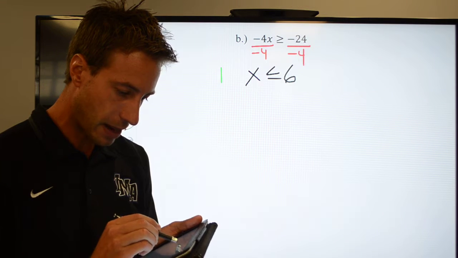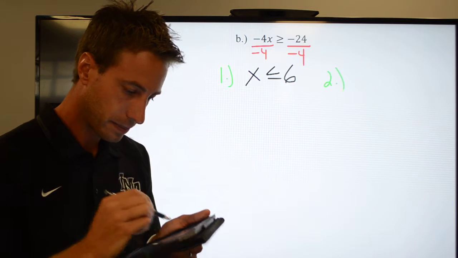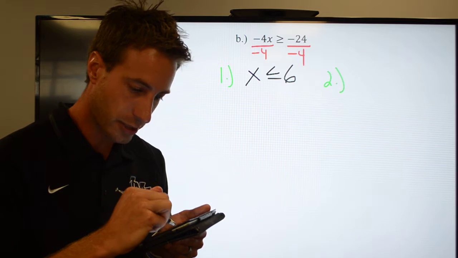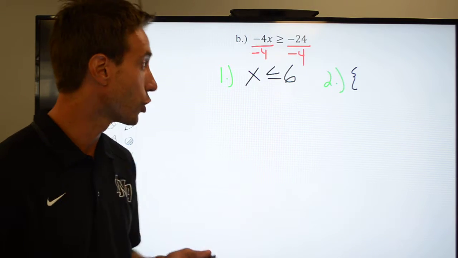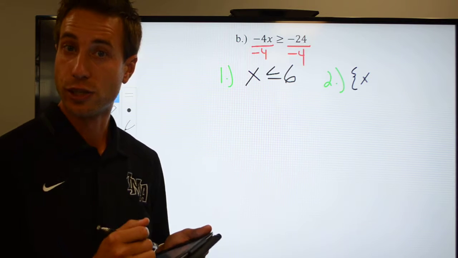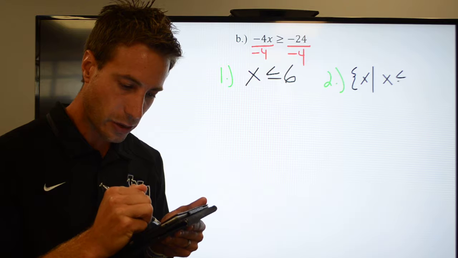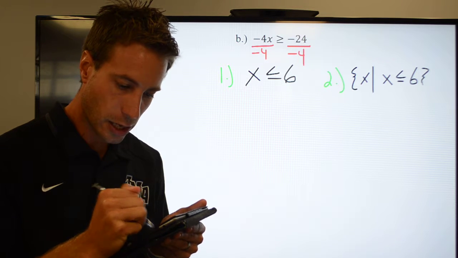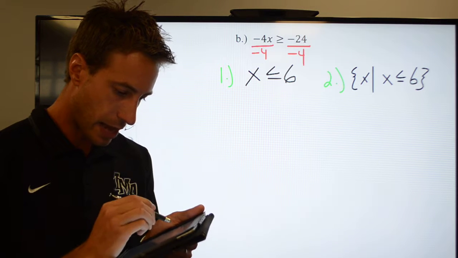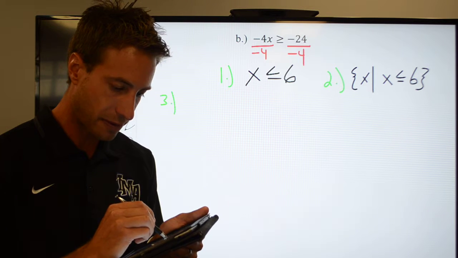All right, there is my first one. My second way of writing this is set builder notation. So I need my brace. It is the variable x, so all values of x such that x is less than or equal to 6. Close my braces. And the third way, you'll need to be able to represent this on a graph.